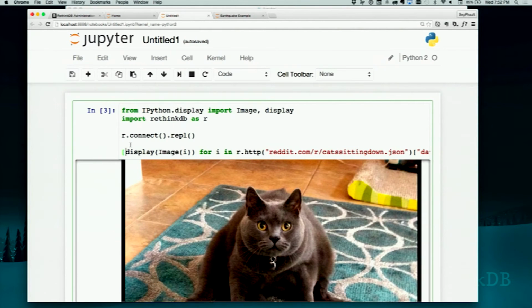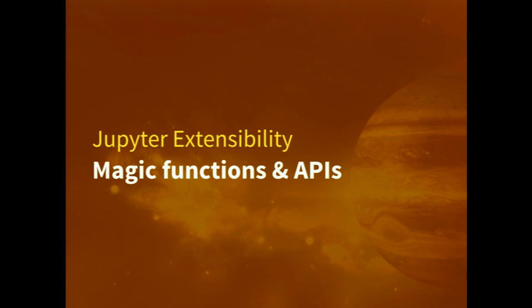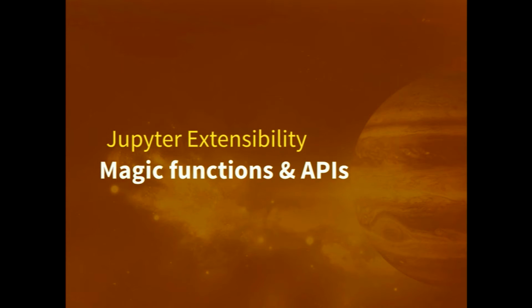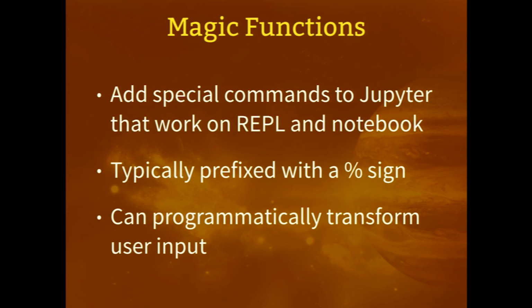Yeah, so I'll get into this real quick. The display and image, these are basically functions that are exposed by the Jupyter APIs. So I'll get into that in a minute here. Let me switch gears. One of the nice features of Jupyter is that you can add special commands that work in both the REPL and the notebook. These special commands are typically prefixed with a % sign. So you can add commands that do programmatic transformations on the query.